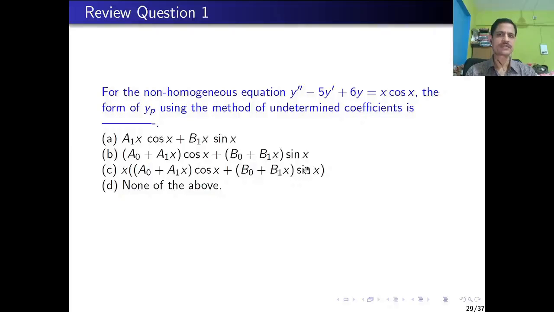Here one observes that x cos x is not a solution of the homogeneous differential equation. So we don't need to modify the particular solution which is suggested by the R(x). From R(x), the particular solution that is suggested is q1 cos x plus q2 sin x, where both q1 and q2 are of degree 1. So it should be option B, that is (a0 plus a1x) cos x plus (b0 plus b1x) sin x.